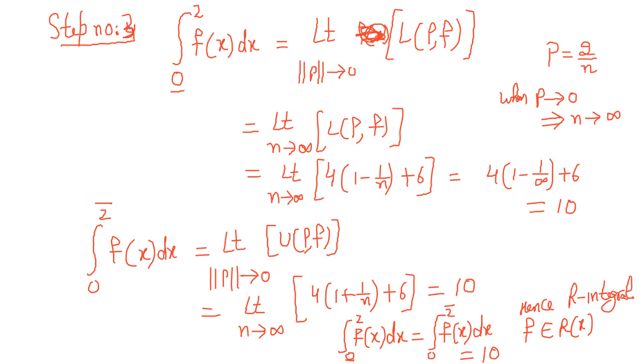So basically, everything depends on how you find LPF and UPF. Whether it is increasing or decreasing, this you have to decide at that time. If it is increasing, then x i minus 1 stands for your small m i. If it is decreasing, then your small m i stands for x i. So everything depends upon how you calculate UPF and LPF.